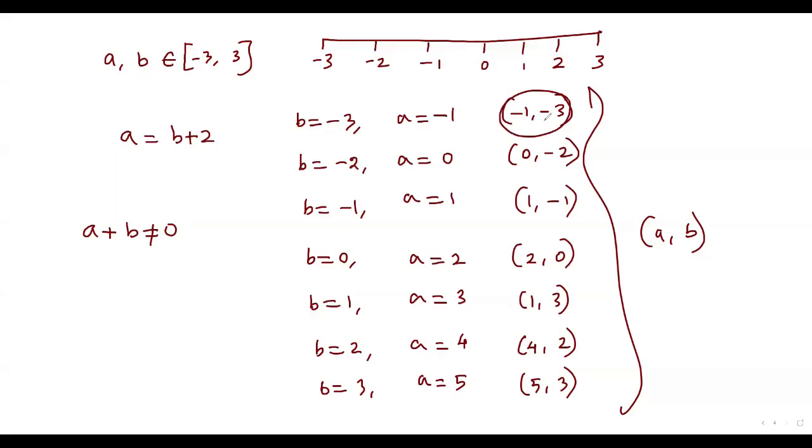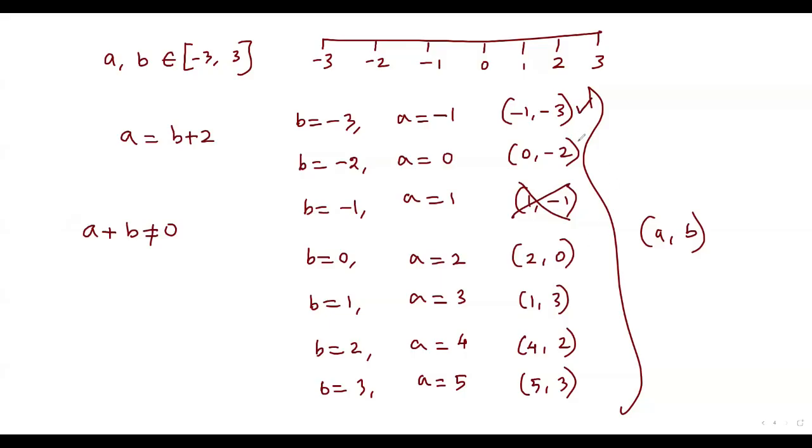Okay, here if I consider the first pair, when I add -1 and -3, it does not become 0, and this one also does not become 0. But when I consider 1 and -1, the value of a is 1, the value of b is -1. When I add these two values, it becomes 0. That is, a plus b becomes 0. It does not satisfy the condition we have over here. So we can reject this ordered pair.